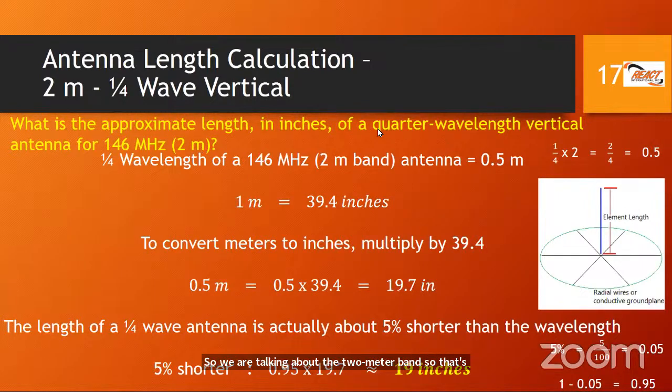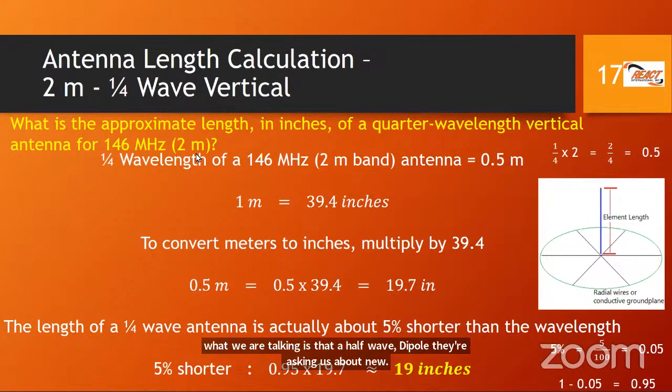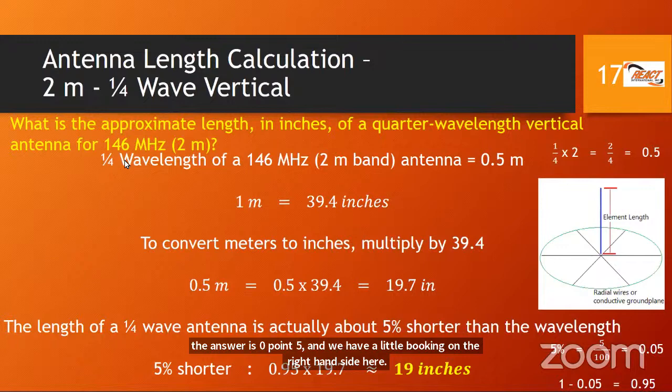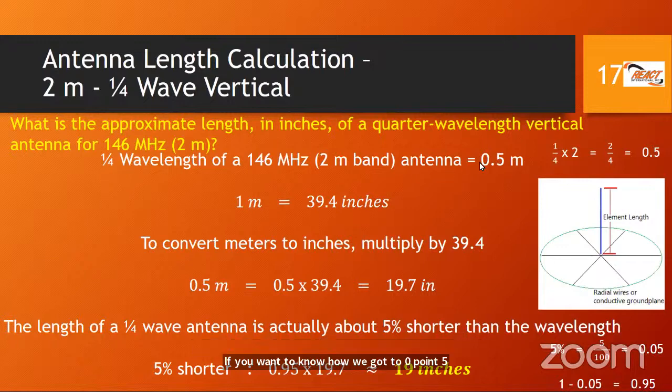All right, but we are talking, was it a half-wave dipole they're asking us about? No, they're asking us about a quarter wavelength vertical. So quarter wave, quarter of what? Well, they have given us, it's a 2-meter band. So we need to figure out what is quarter of 2. And the answer is 0.5. And we have the little working on the right-hand side here if you want to know how we got to 0.5. But it's essentially a quarter of 2, right?